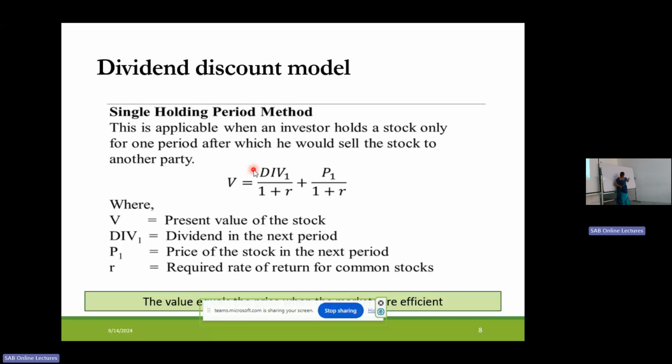So therefore, the required rate of return for the equity shareholders should be greater than the required rate of return of the debt holders because of the risk. Because you know that equity shareholders are the residual owners. They are the owners. What is the meaning of residual owners?